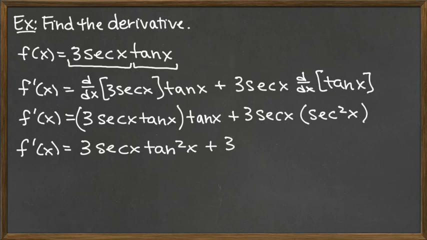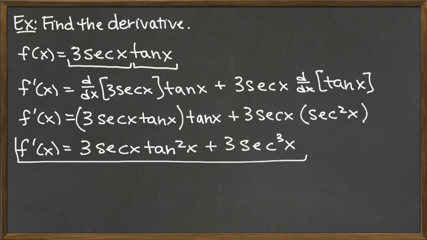Moving on to the next term, we've got 3, and then we've got secant of x times secant squared of x. So that's really 3 total copies of secant of x. So we can write that as secant to the third x. And so that would be our derivative function.